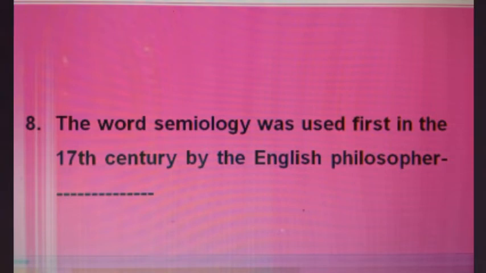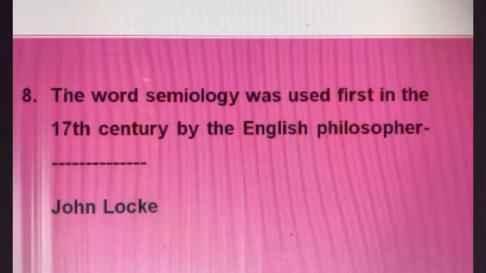Now the eighth question. The word semiology was used first in the 17th century by the English philosopher dash. Answer, John Locke. The word semiology was used first in the 17th century by the English philosopher John Locke.